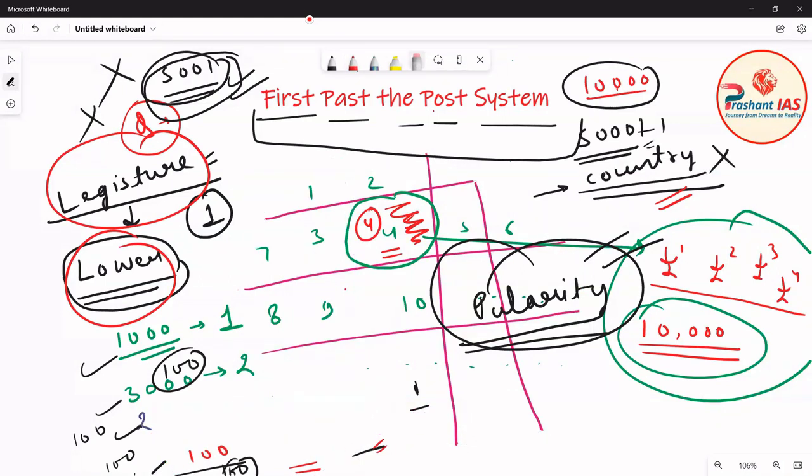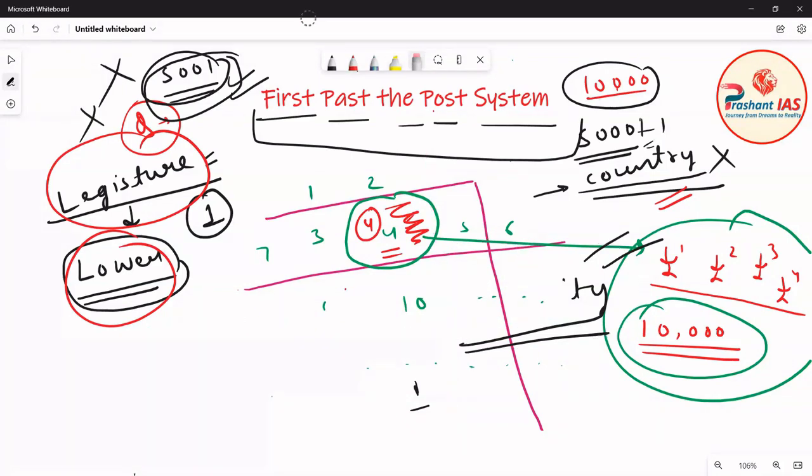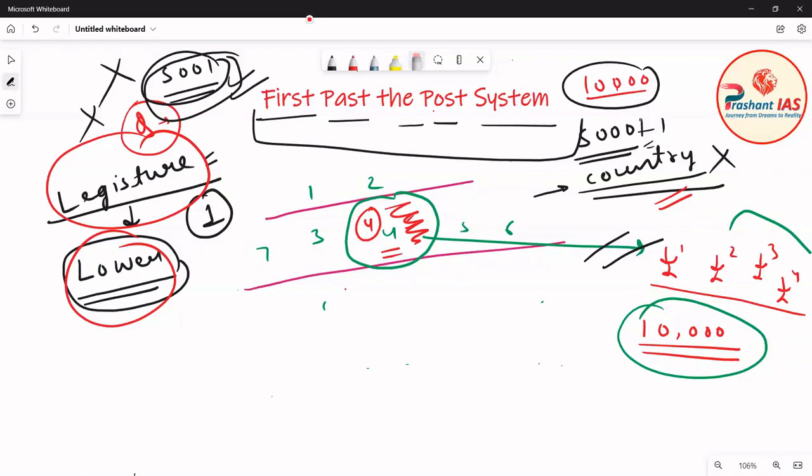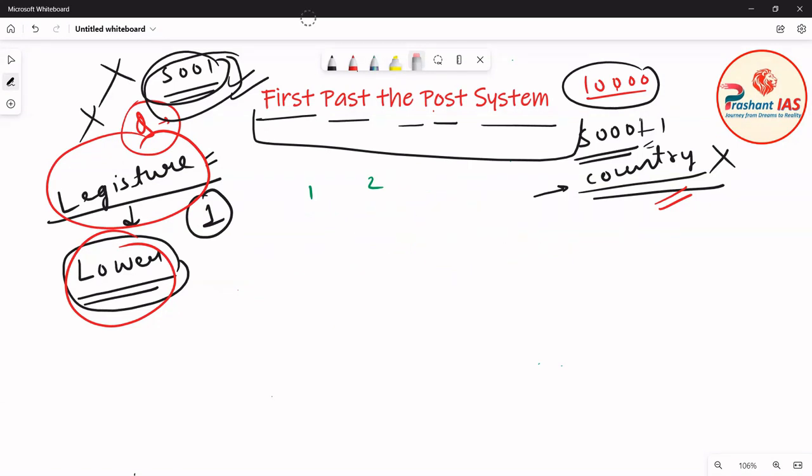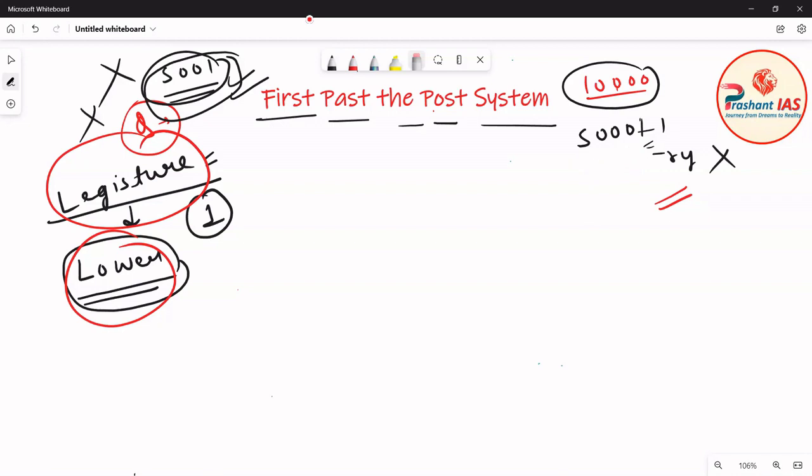Now friends, you have understood the system. This topic is important for prelims, but it is more important for mains. For mains, the advantages and disadvantages of this system are very, very important. So now I will explain what the advantages and disadvantages of the first past the post system are.